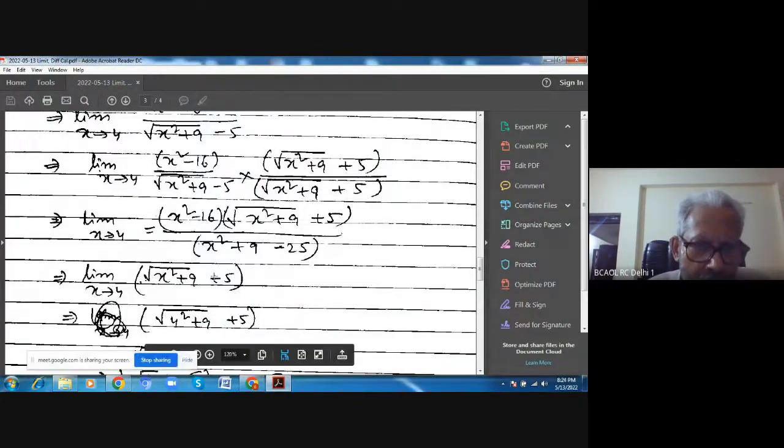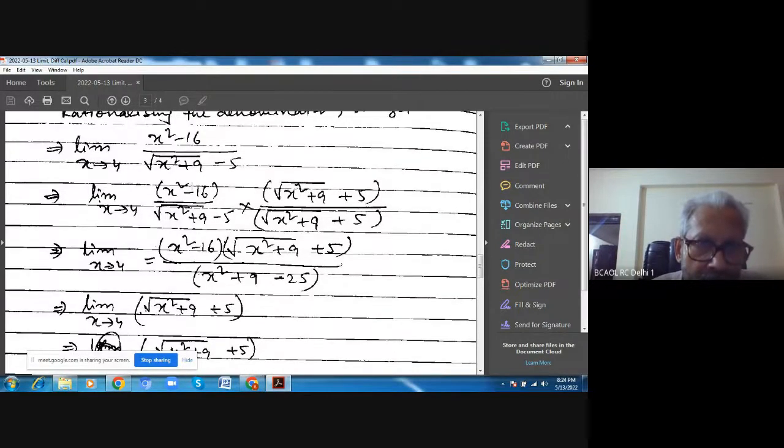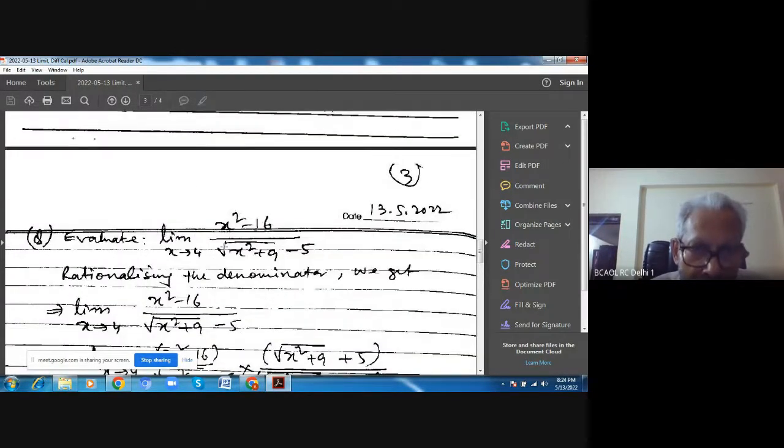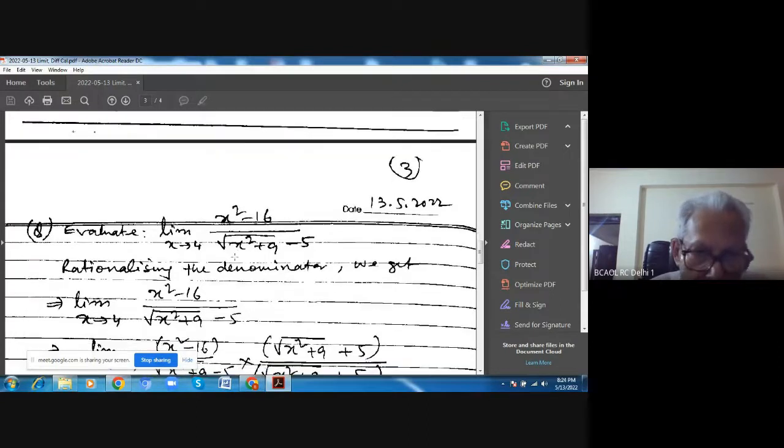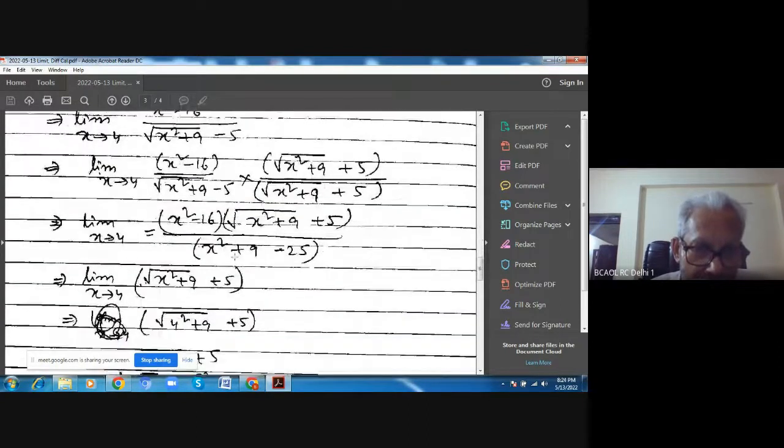So now here you see the root is up to this only. You have to be careful. The question again, I am going to the question. That root is not up to the 5, up to the 9 only. So that minus 5 will remain the same. But here actually the root is there, so you have to be careful about this.